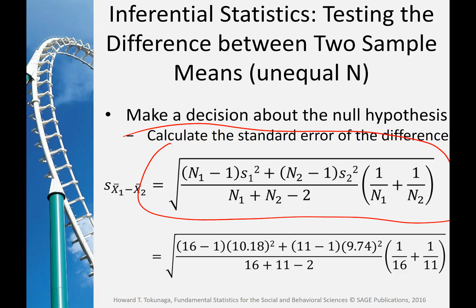Divided by N1 plus N2. That's the total N minus 2. There's our 2 degrees of freedom being taken out. Then we'll multiply that by a number that's meant to balance how much difference there is between the two groups. So we'll just go through and do all that.